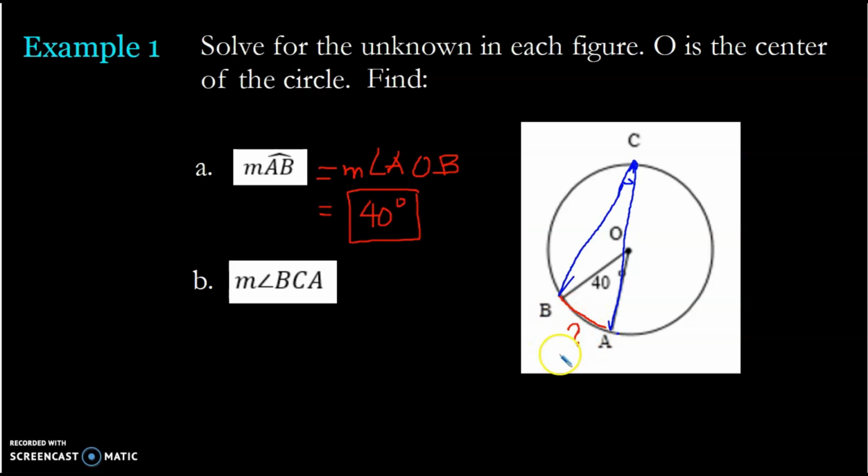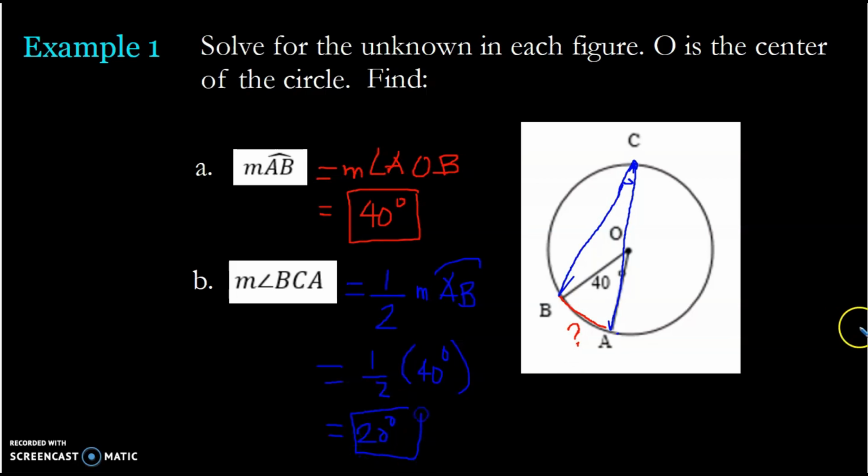Isn't it that we have solved for arc AB already, which is 40? Oh, ano ang relationship ng inscribed kay intercepted arc? It's half of the intercepted arc, right? So, we have 1/2 the measure of the arc AB. Since arc AB is 40 degrees, so ang kalahati ng 40 ay 20. And there you have it. Let's proceed to example 2.